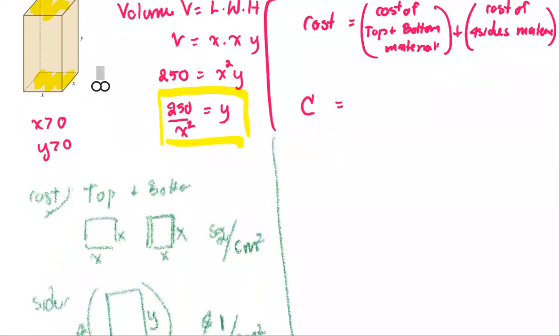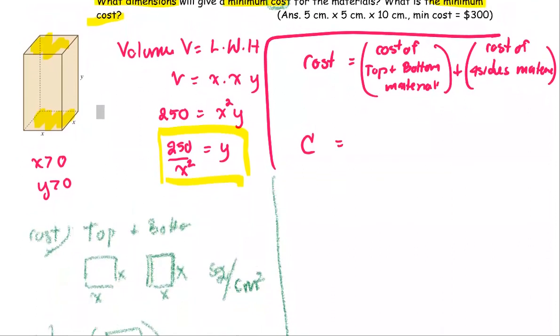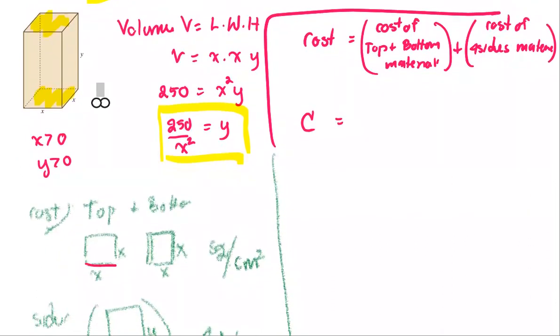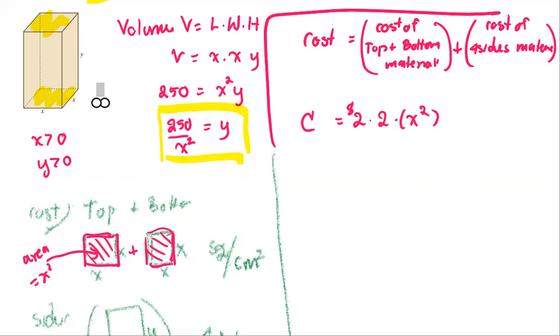For the top and bottom, since they are two squares, each side is X, so the dimension is X by X. We find the area, how much material we need for the top and the bottom. The cost is $2, multiplied by two, because you have two squares, one for the top and the other for the bottom, and multiplied by the area of the top or the bottom, which is X times X, or X squared.